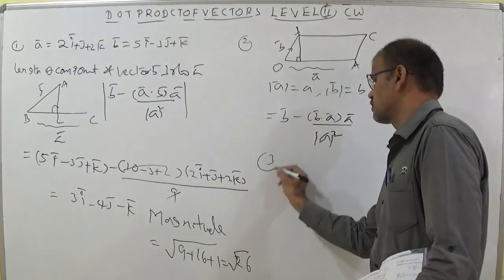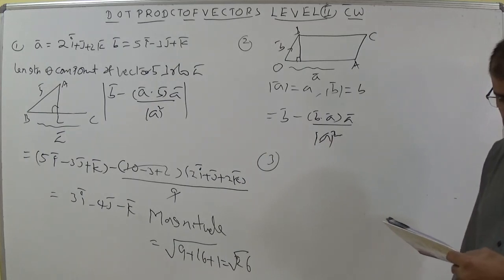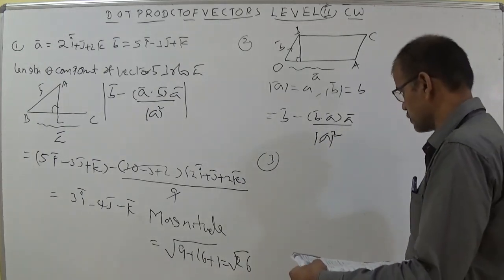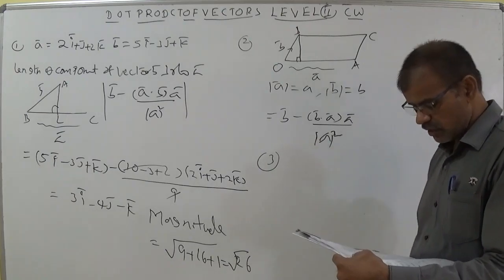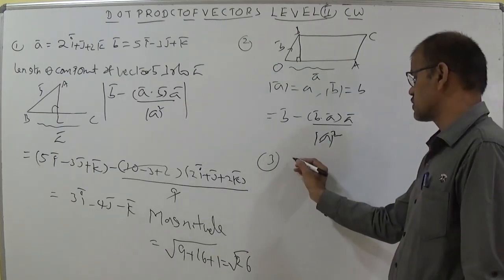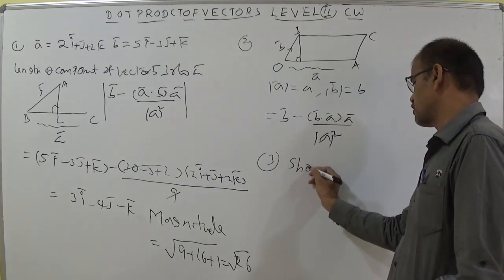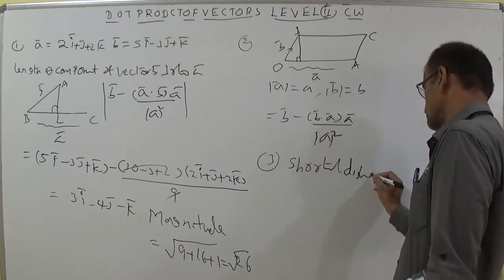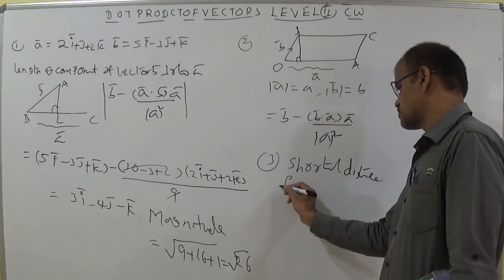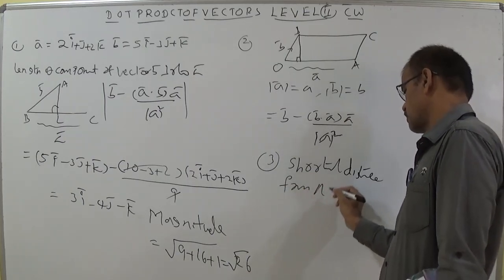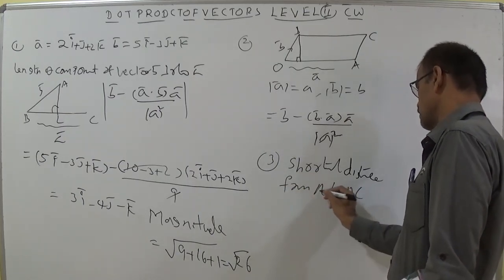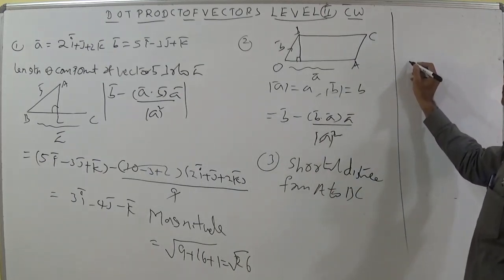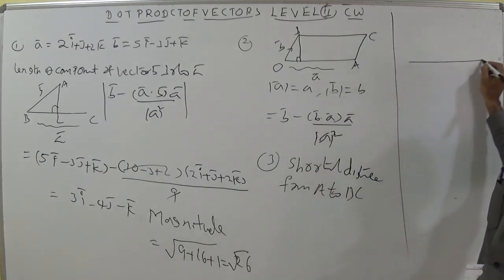Let us see the third question. If A bar, B bar, C bar are position vectors of the non-collinear points A, B and C, then the shortest distance from A to BC is what he is asking. From A to BC you should calculate the shortest distance.